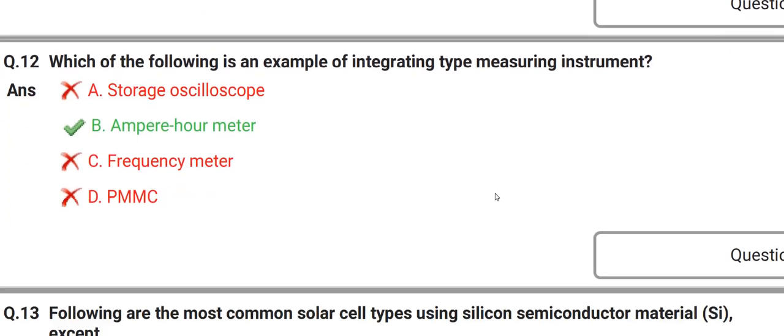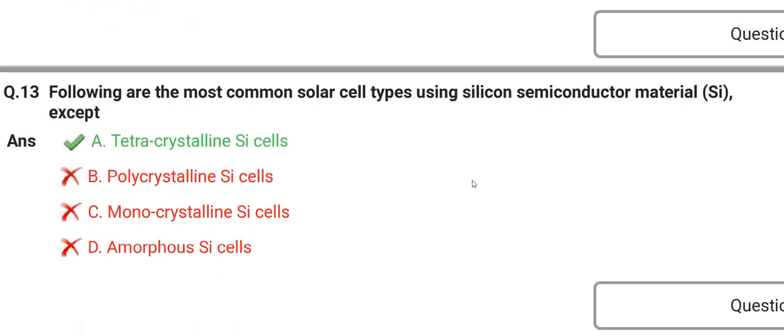Which of the following is an example of integrating type measuring instrument? So you know ampere hour meter is a type of integrating type instrument, and integrating type instrument is a combination of indicating and recording instrument.